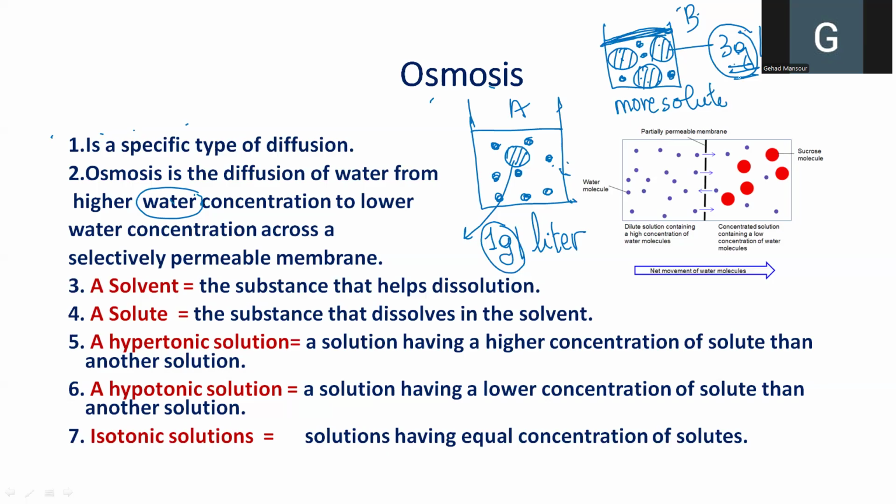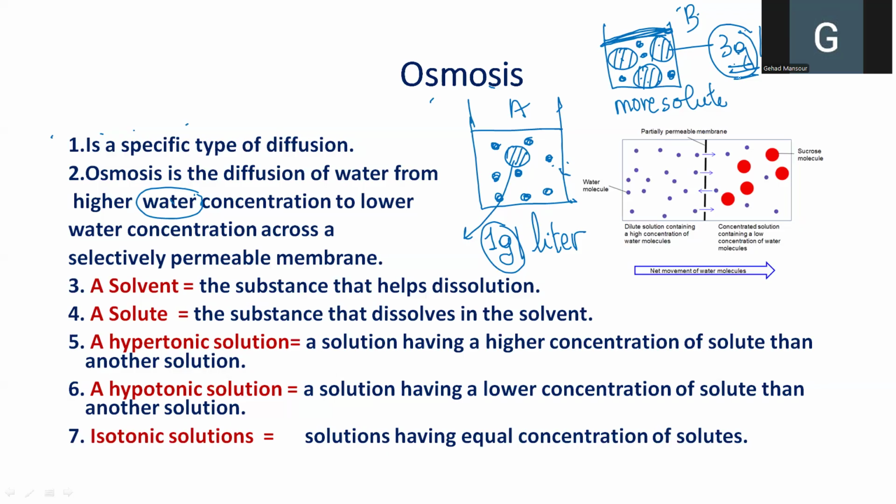Of course, you know the definitions. A solvent is a substance that helps dissolution. A solute is a substance that dissolves in the solvent. When we say hypertonic, we mean hypertonic in relation to another solution. So it is a solution that has a higher concentration of solid particles or solutes than another solution. So solution B is hypertonic to solution A.